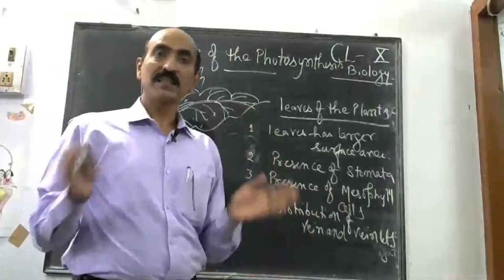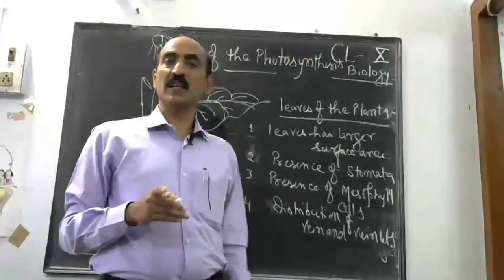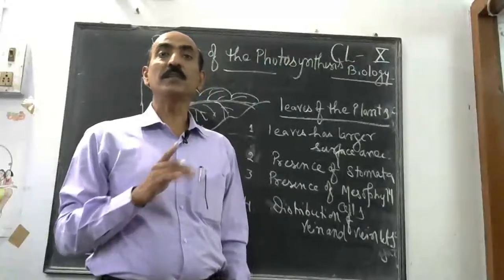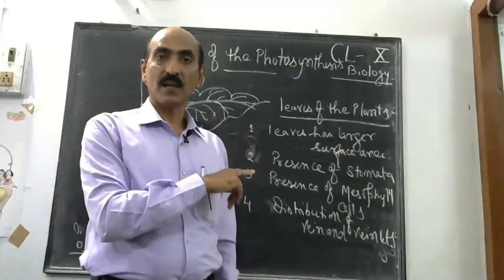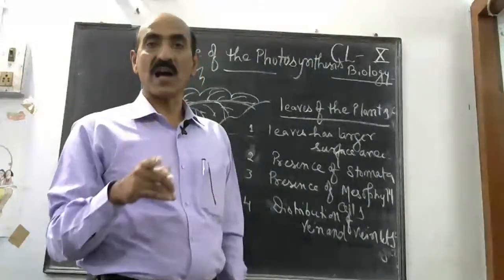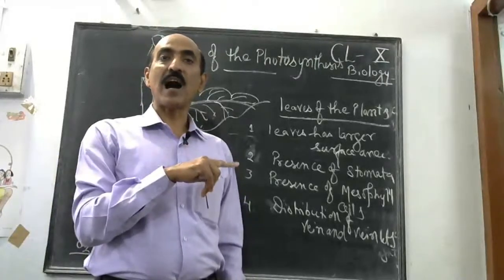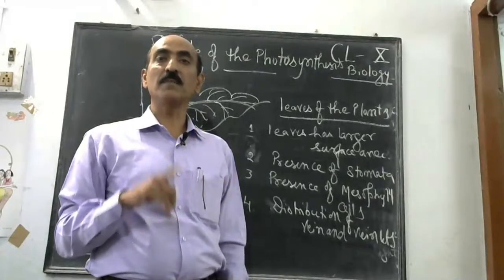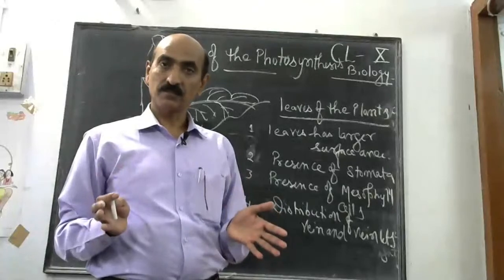not other parts. That's why in normal way, leaves are also considered as the kitchen of the plants. So where is the kitchen of the plants? It is the leaves. And if we ask about the cell, then it is the chloroplast. Chloroplast is the kitchen in the cell, but leaves are the kitchen of the plants where actual food is synthesized.